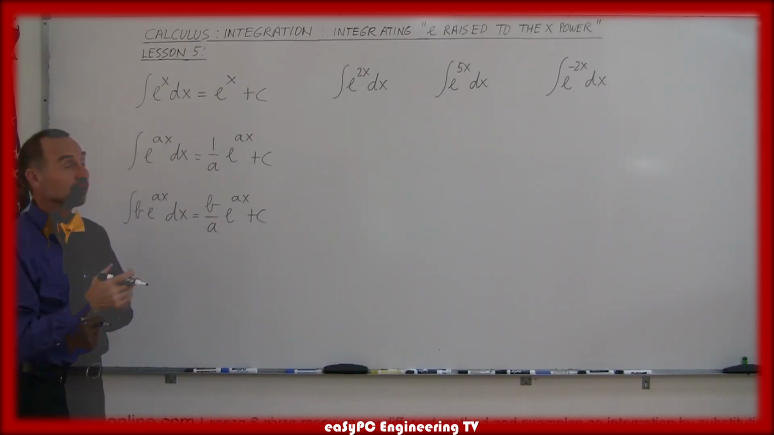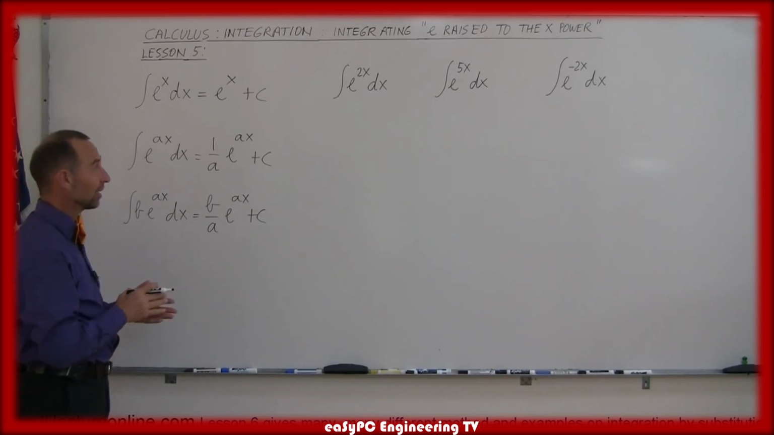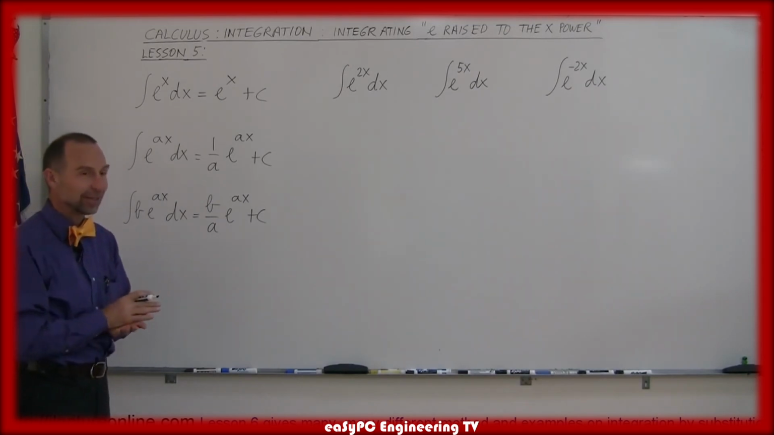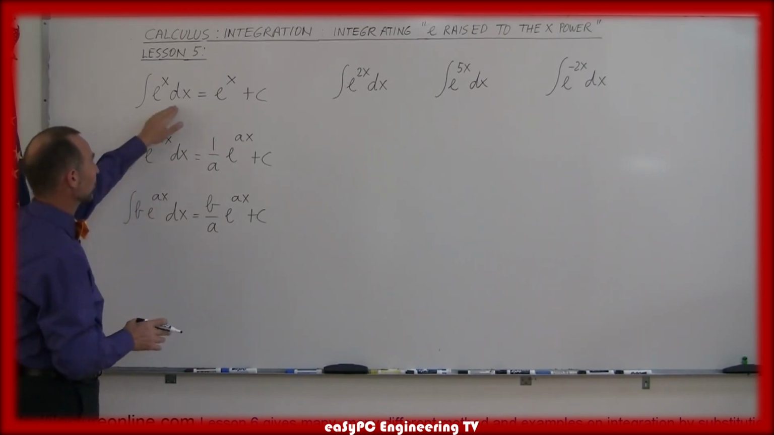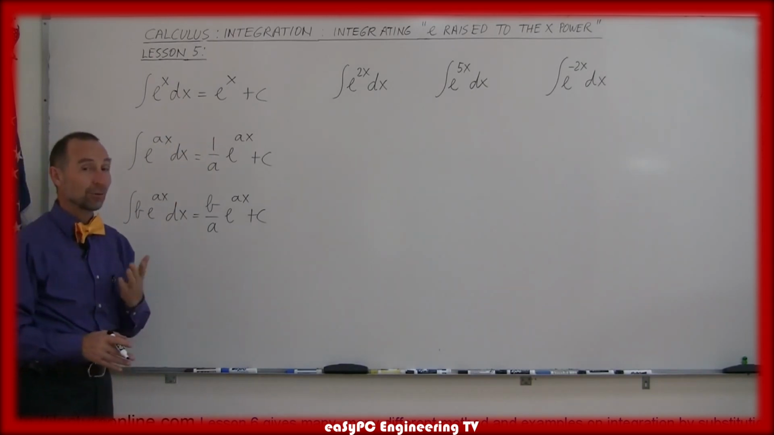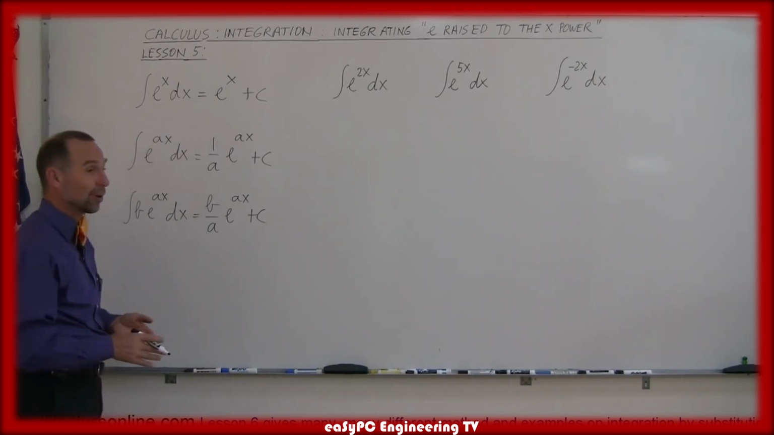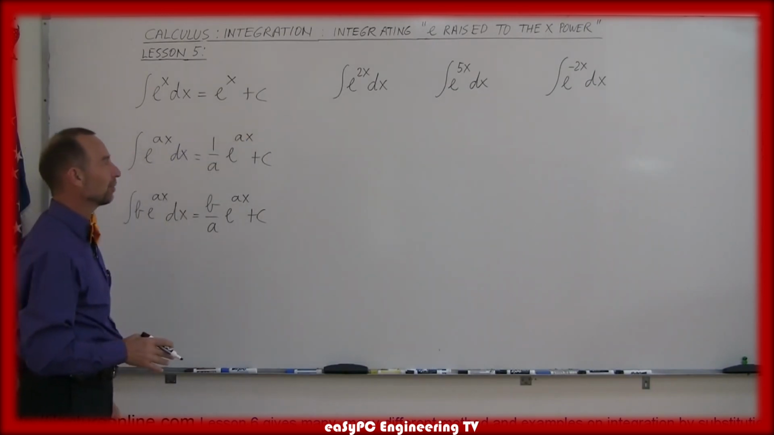Here we're going to integrate the form e to the x. And actually, this is the easiest integral in the entire set of integrals, because the integral of e to the x dx is simply e to the x. So does that mean that the derivative of e to the x is e to the x? And you are absolutely correct. Of course, don't forget the constant of integration.